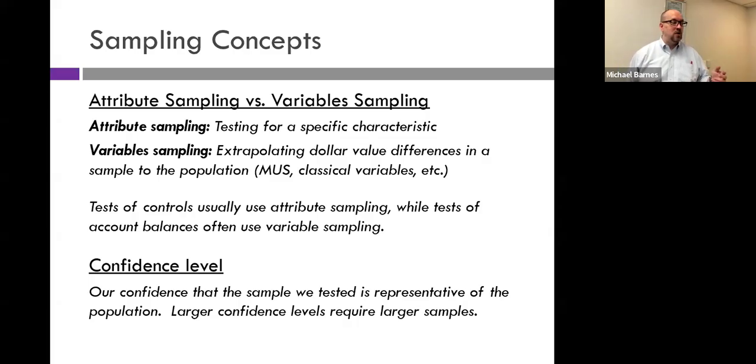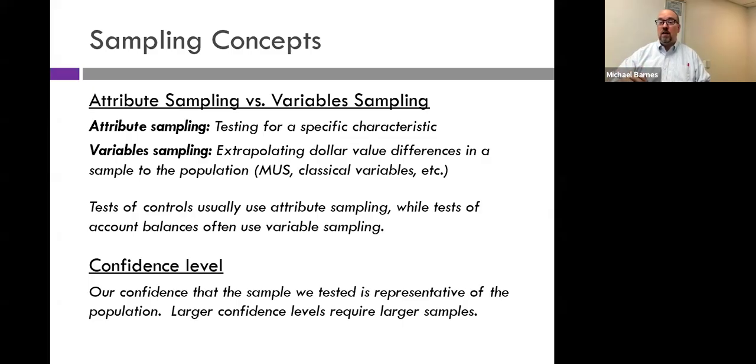The reason why is pretty straightforward. It's testing for a specific characteristic. So what did we talk about when we say testing controls? You all did testing controls last week. Remember that? When you tested the control, what question were you trying to answer? You're trying to answer the question, did this control work or not?